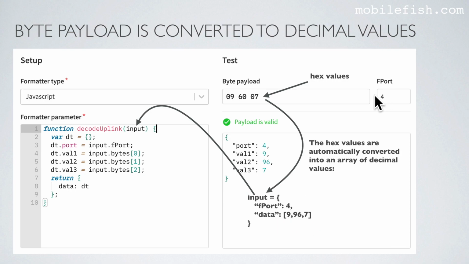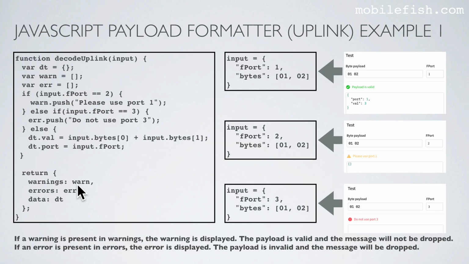And the FPort value you enter here is the value of this FPort key. This becomes the input JSON object, which is used by the decode uplink payload formatter. If a warning is present in warnings, the warning is displayed. The payload is valid and the message will not be dropped. If an error is present in errors, the error is displayed, but the message will be dropped.